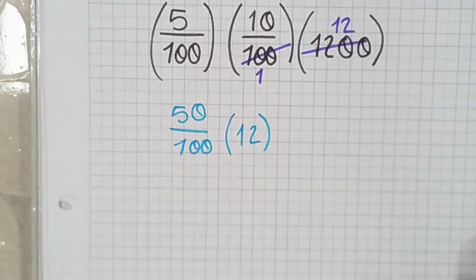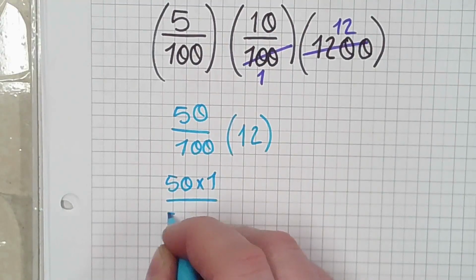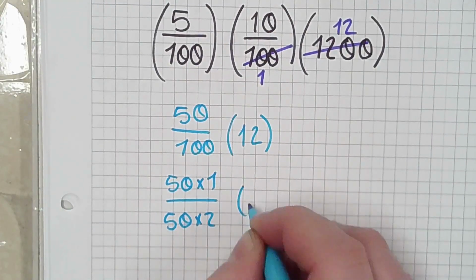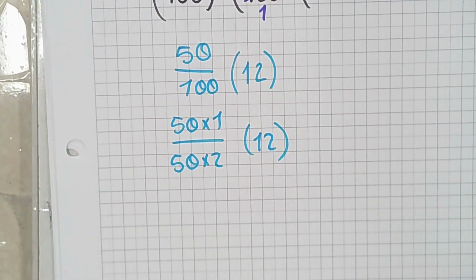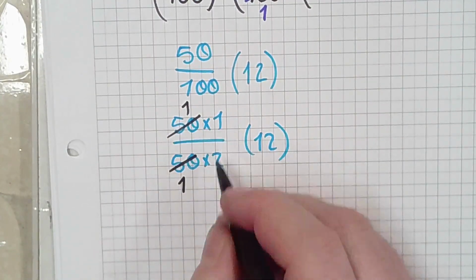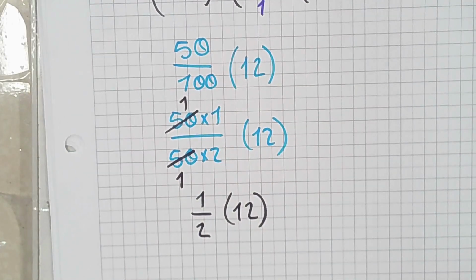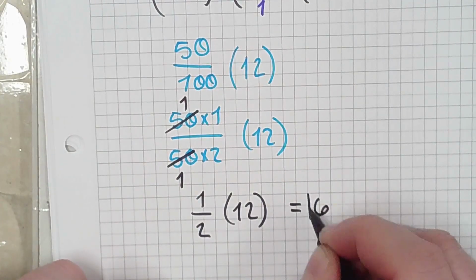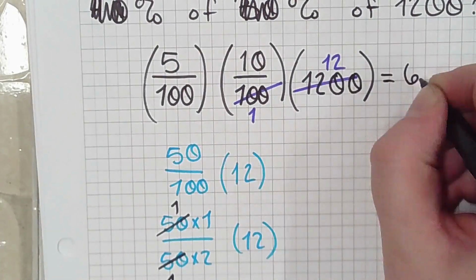Well, I can simplify 50 over 100. They both have a factor of 50. 50 times 1 and 50 times 2. And because it's all timesing and dividing, I can do it in any order I want. These 50s become 1s, and I end up with 1 over 2 times 12. And of course, what does that mean? It means times by 1 and divide by 12. Well, that's 6. So our answer is 6.